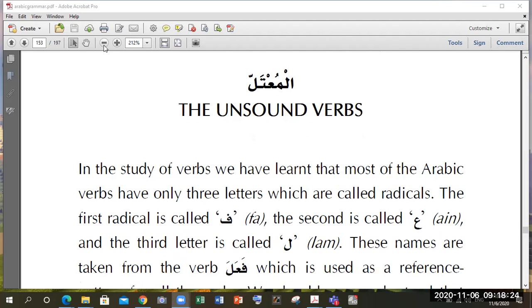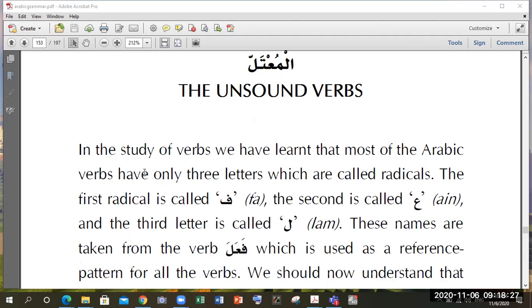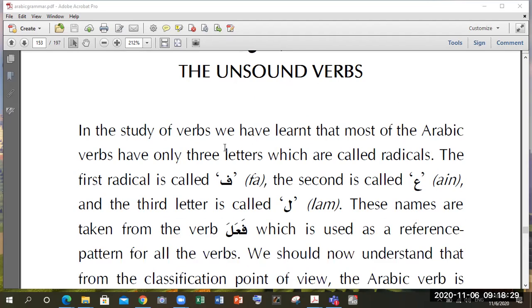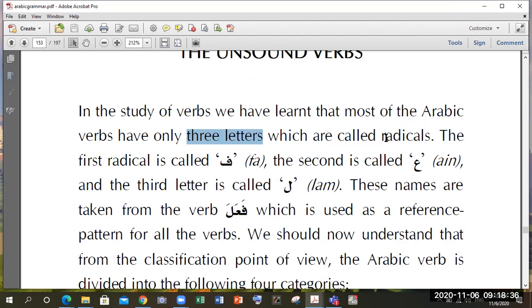So we'll start. In the study of verbs, we have learned that most of the Arabic verbs have only three letters. Three radicals, trilateral verbs. That word will be trilateral verb, but these letters are called radicals. Yani if this is fa'ala, so fa is one radical, Ain is another radical, and Lam is another radical. Each letter is called a radical.